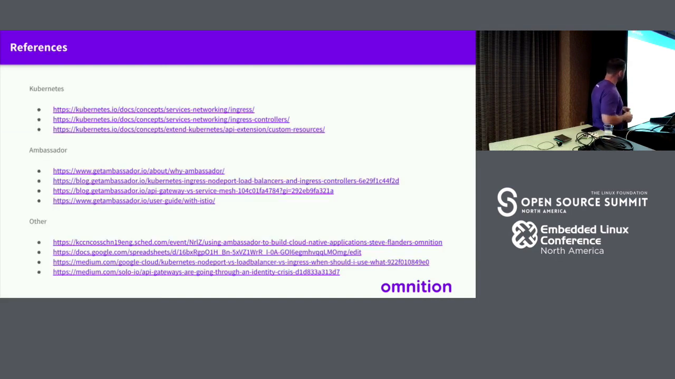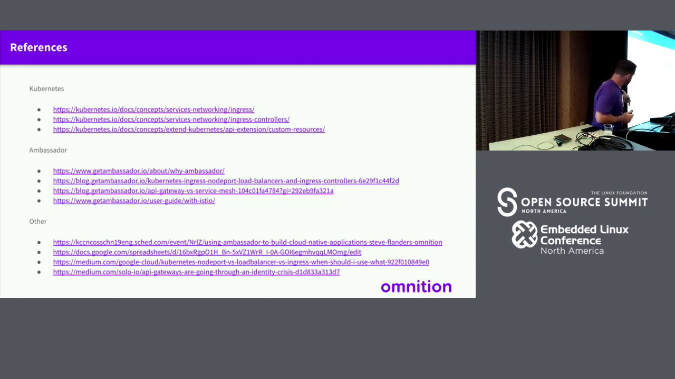I have a ton of references. Again, I've posted the link to the deck online, so you don't have to take a picture if you don't want to. I've tried to break it down into three different categories for you. I have Kubernetes documentation about ingress and ingress controllers that I thought would be relevant. I have some relevant Ambassador links, including some blog posts that the Datawire folks did that I thought were relevant to this talk. I mentioned that I did a KubeCon China talk that was more about cloud-native architectures. It wasn't specific to Kubernetes, but it did drill into other use cases for an API gateway like Ambassador. So that might be worth taking a look at.